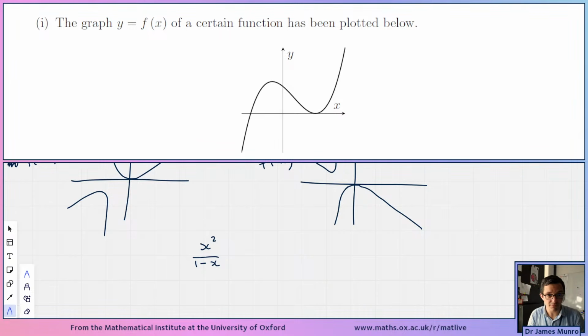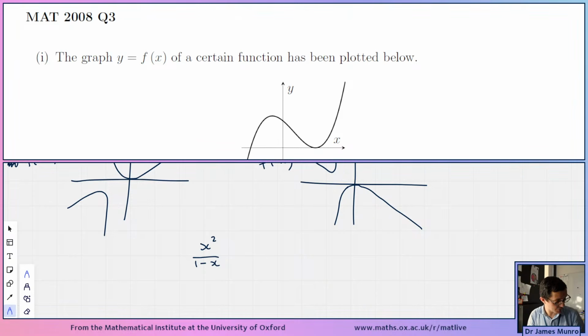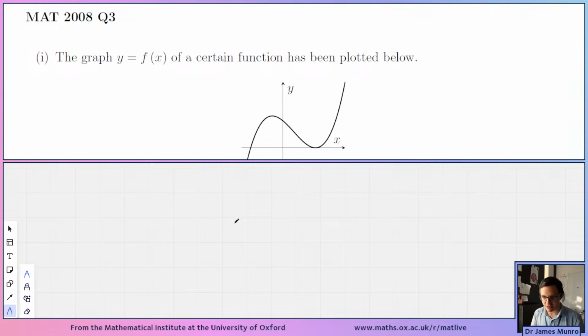Okay. Here's a longer question from 2008. It does ask about sketching. It also asks about integrals. I've put it here because it asks about transformations again. The question's kind of cute. It's got this idea that you'll take the function f of x. Let's copy this down here.